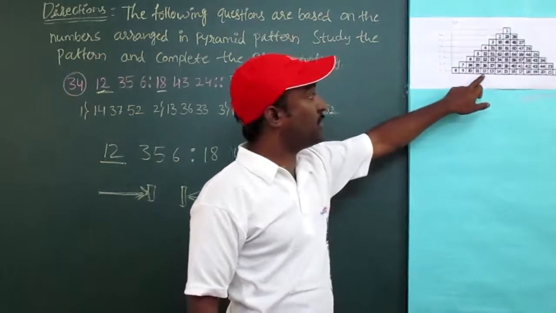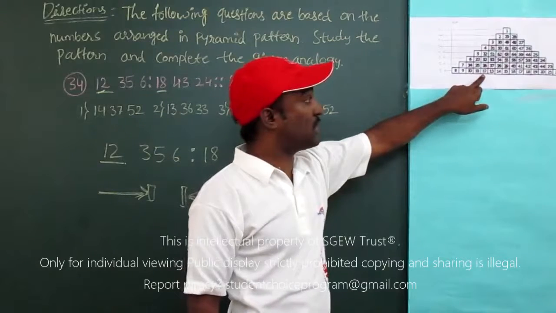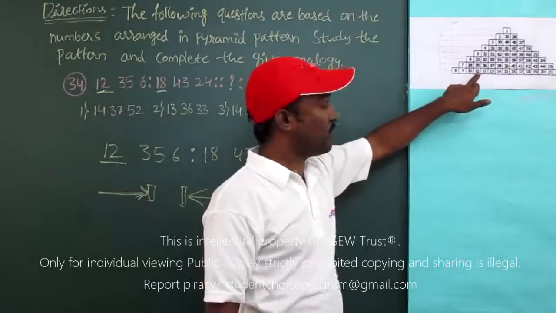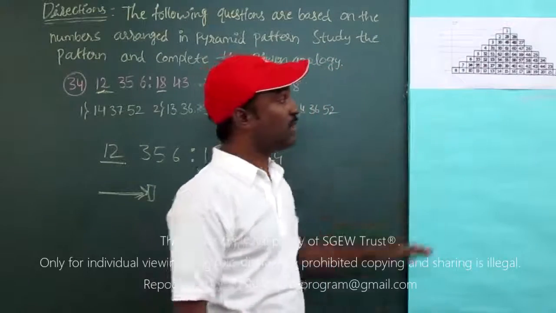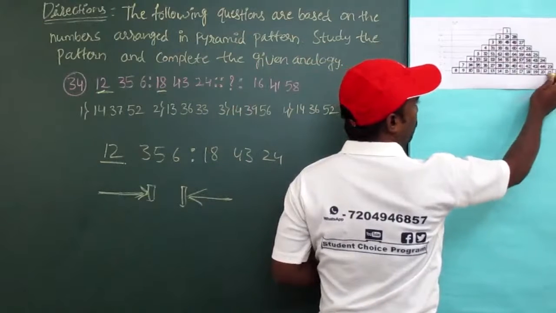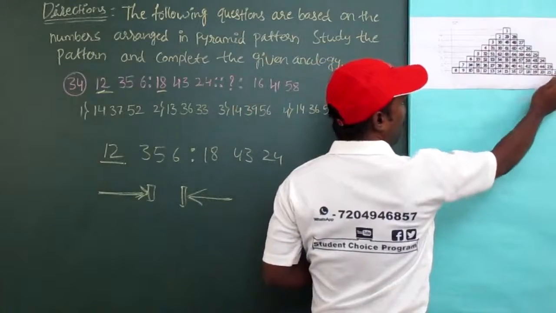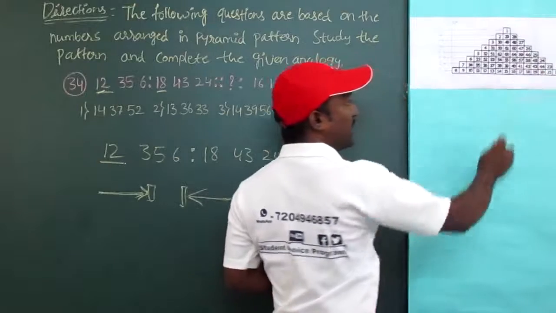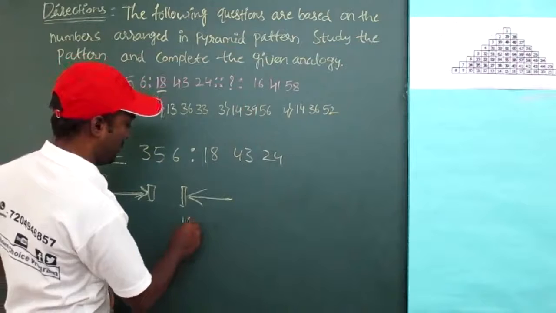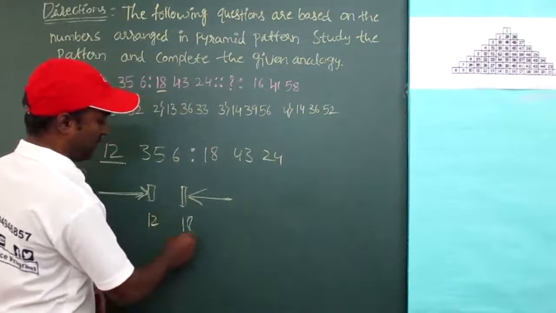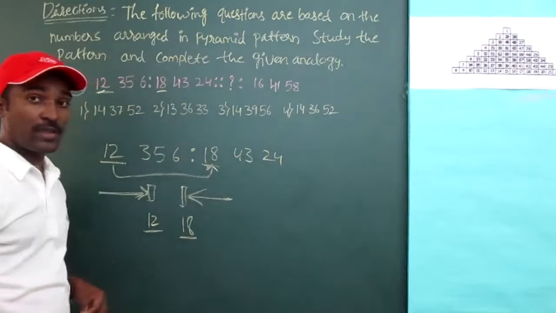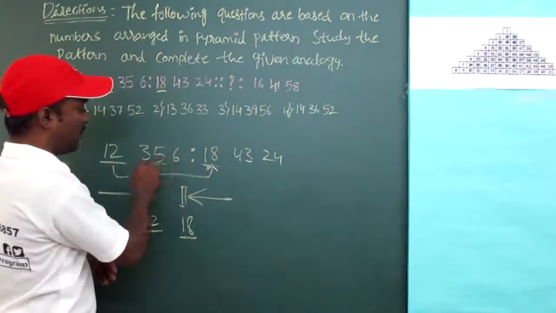How many numbers are there before 12? 1, 2, 3, 4. There are 4 numbers. That means you have to leave 4 numbers from this direction. 1, 2, 3, 4. So what do we get after leaving 4 numbers? We get 80. Here I am having 12. Here I am having 80. So this is found here. Now go to the next number, that is 35.